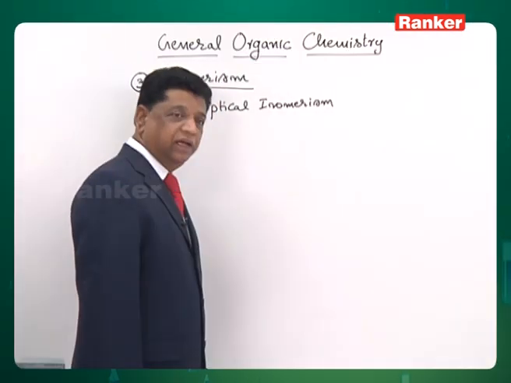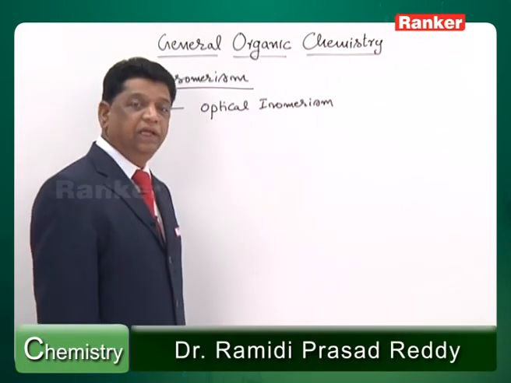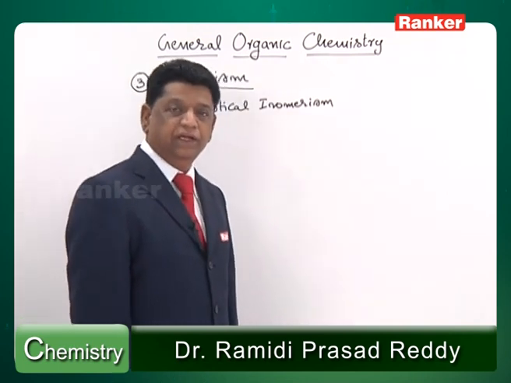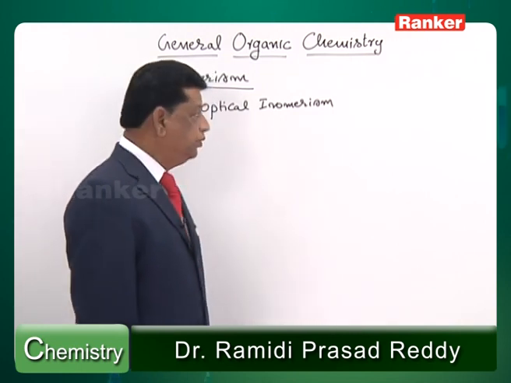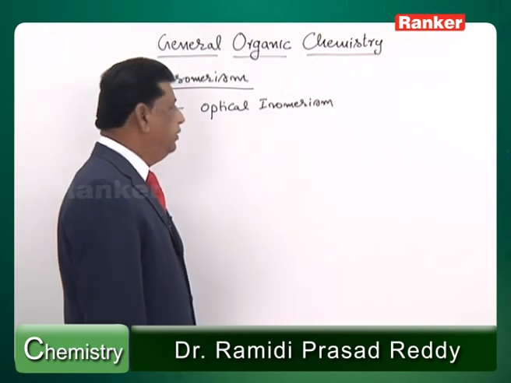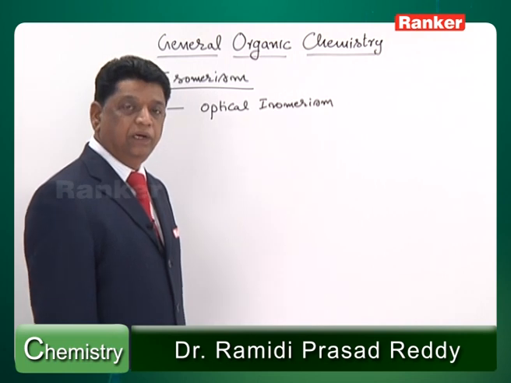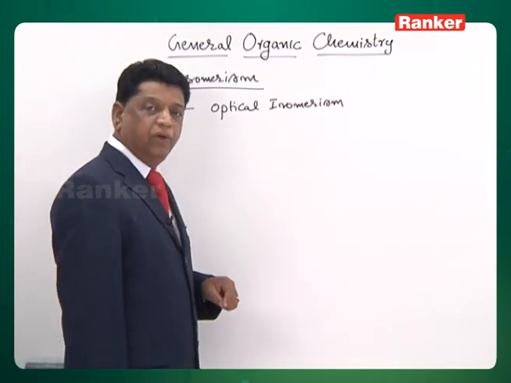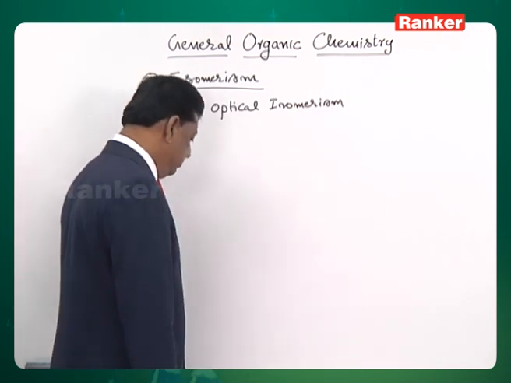Today under general organic chemistry we are taking isomerism, especially stereoisomerism. In the last class we have seen conformational isomerism and geometric isomerism. Now, this is the third part of stereoisomerism, that is optical isomerism. Optical means something related to light, isn't it? So isomerism is also indirectly related to light and its property.